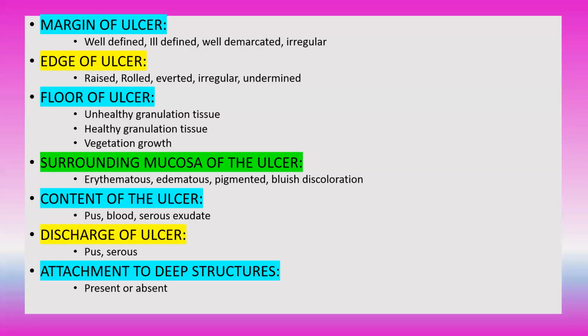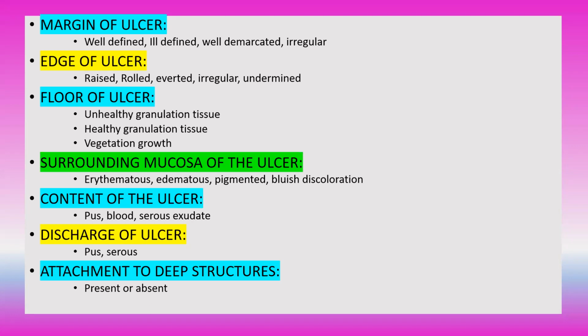Next, coming to the margins of an ulcer. A margin can be well-defined, ill-defined, well-demarcated, and irregular. An edge of an ulcer can be raised, rolled, everted, irregular, or undermined.